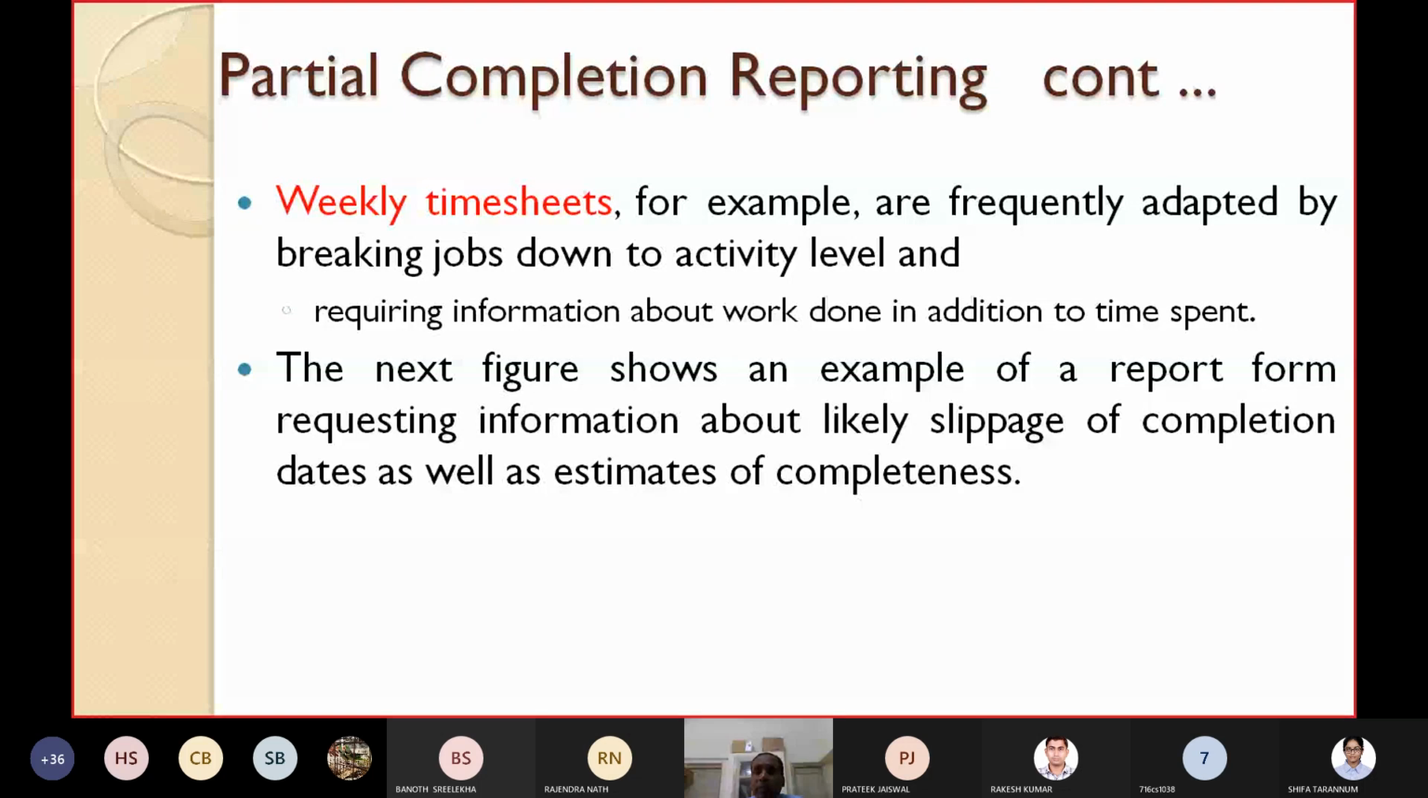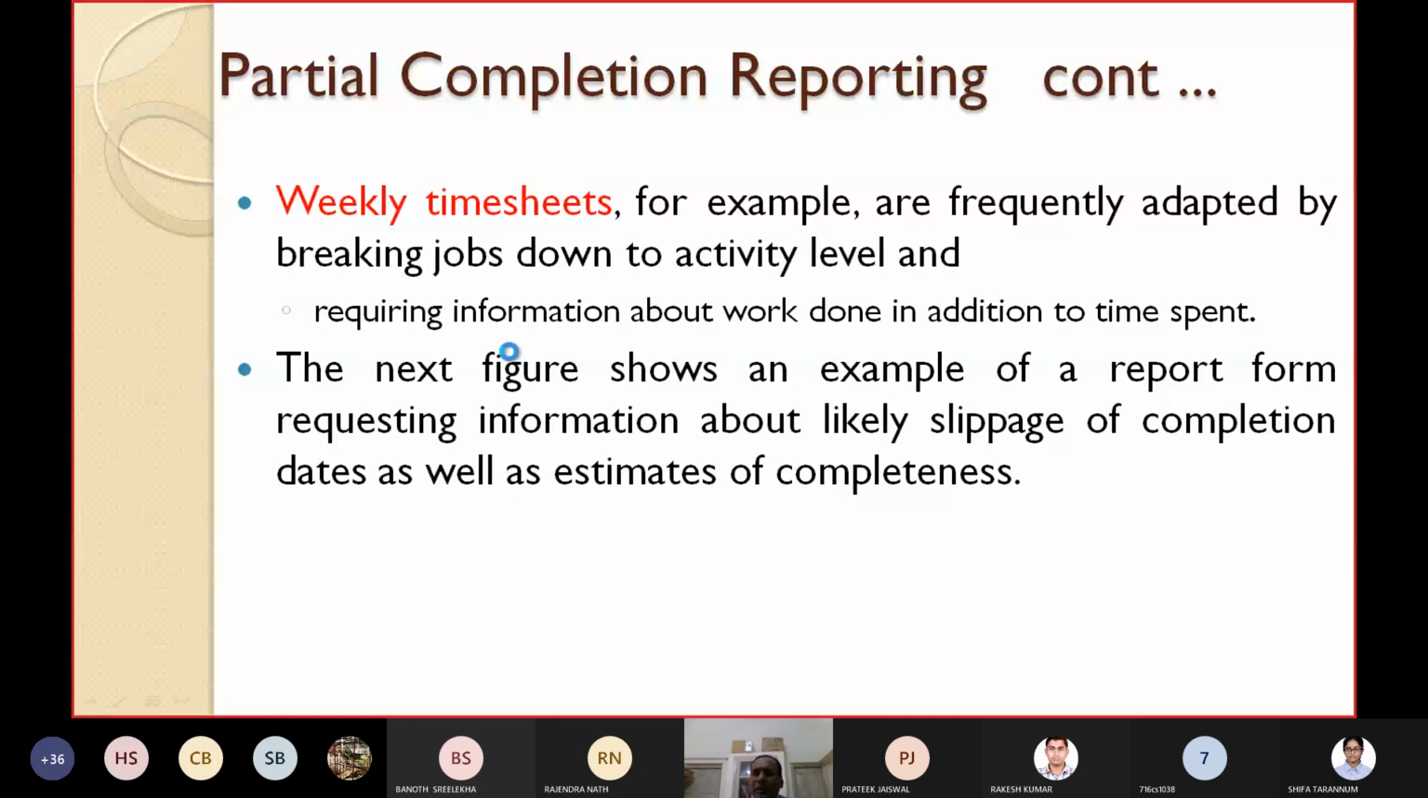So, for example, they are frequently adapted by breaking jobs down to activity level and requiring information about the work done in addition to time spent. Now here, in addition, as I have already told you, a drawback is that they do not represent the standard accounting system. They do not represent what is produced or whether the tasks are on schedule or not.